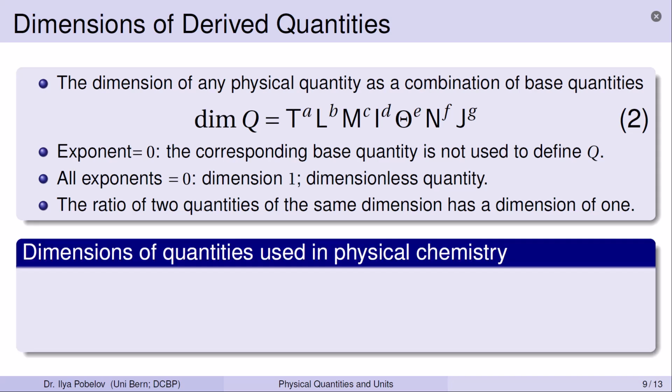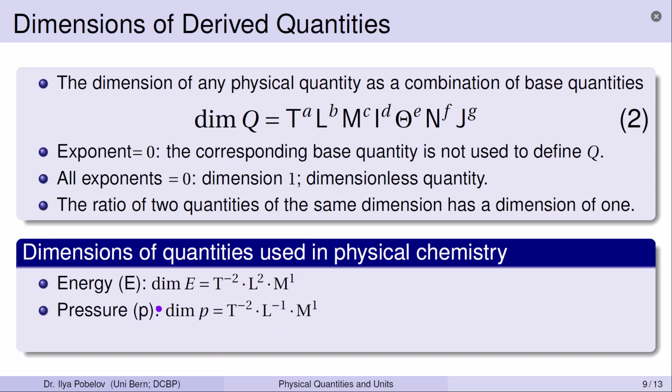And here are some examples of quantities that are frequently used in physical chemistry. Energy, denoted here as E, has a dimension of time to the power of -2, length to the power of 2, and mass to the power of 1. Pressure, denoted as P, has a dimension of time to the power of -2, length to the power of -1, and mass to the power of 1.